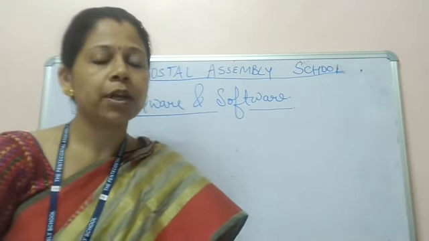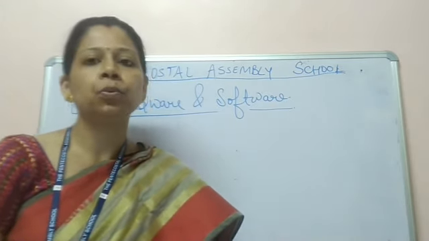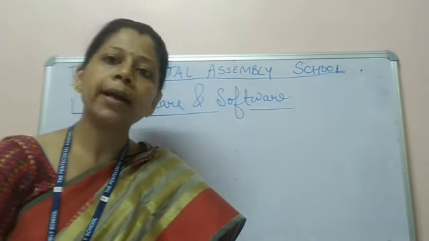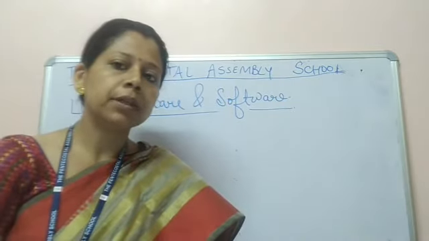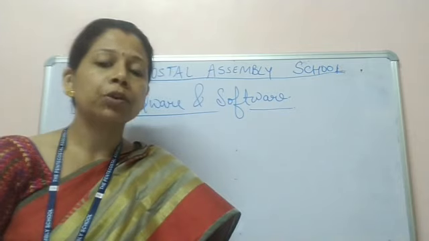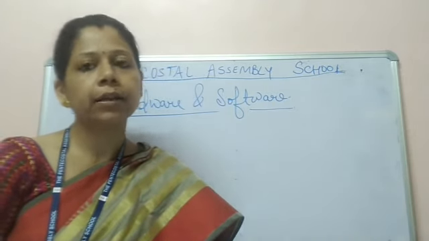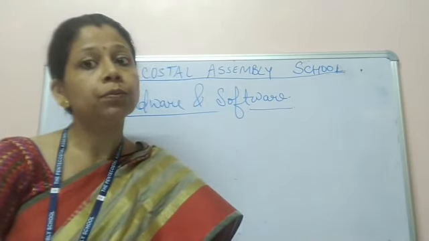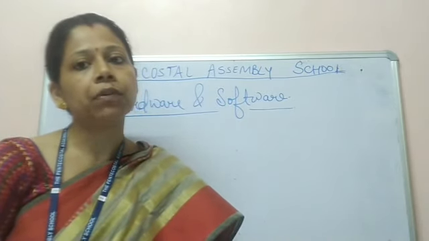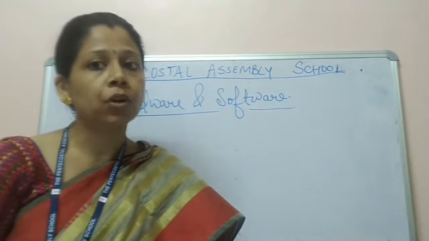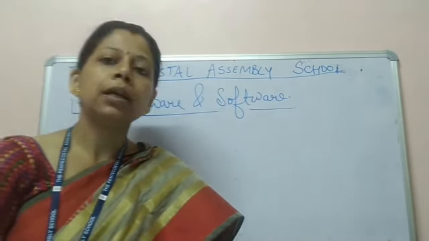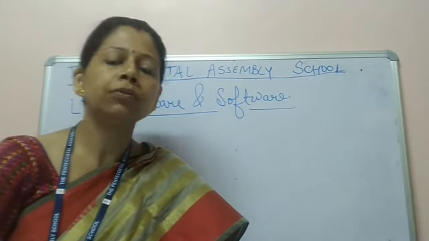So today in our Google Classroom, we'll continue with the same chapter of computer, that is lesson 1, hardware and software. But let us first revise what we have done in the last two classes. We have done the components of a hardware and the categorization of hardware into input devices, output devices and processing device. And then we have learnt about the software, what is the software and the categories of software. So in today's class we will do about the uses of computer.